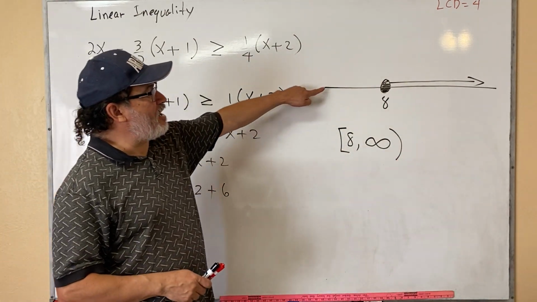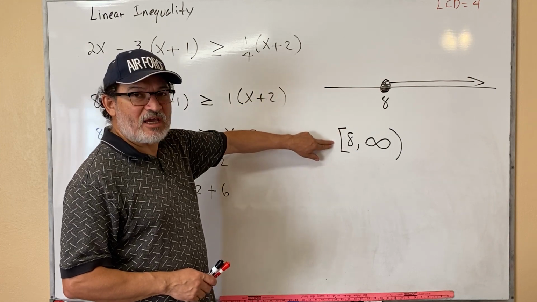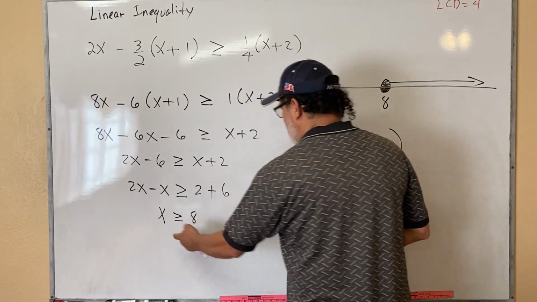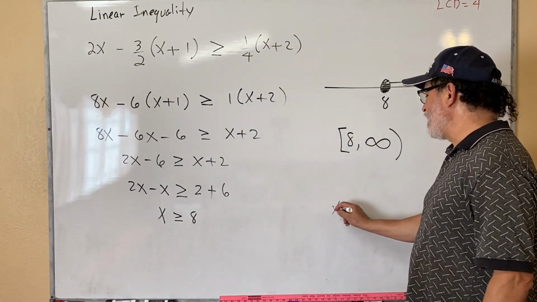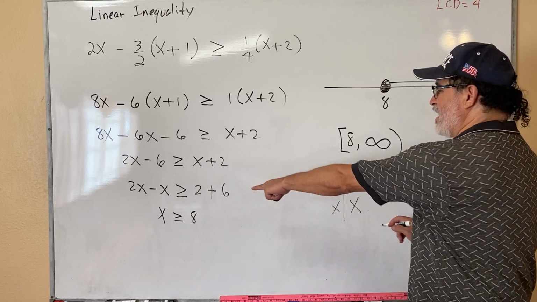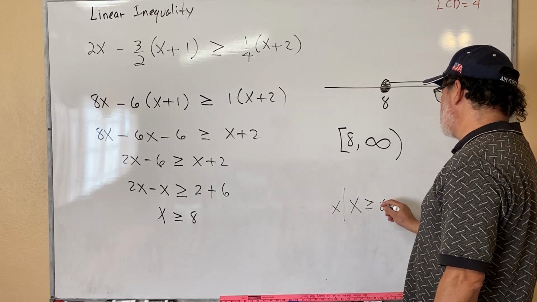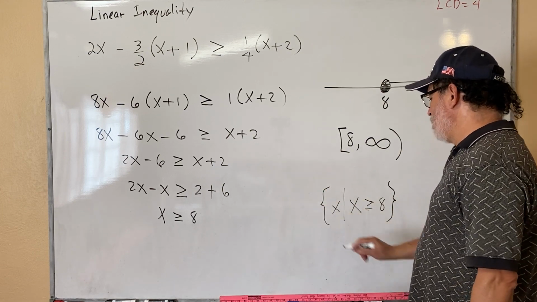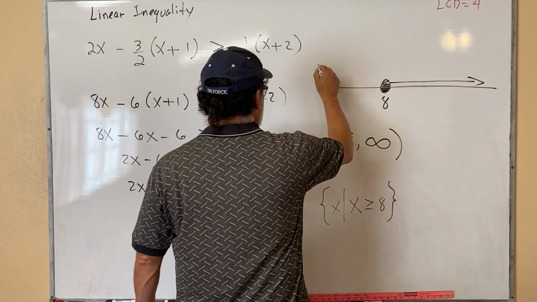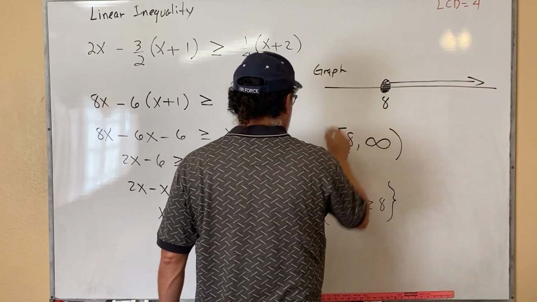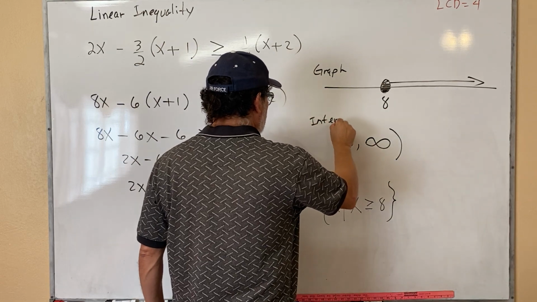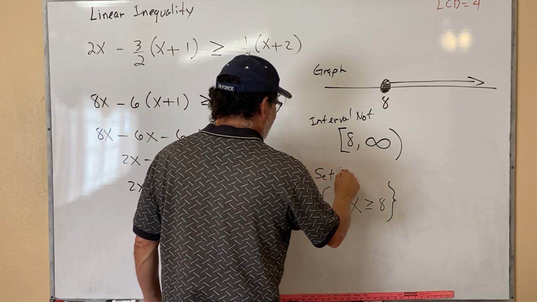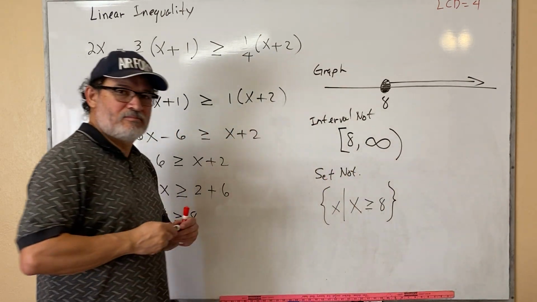So this is the graph. This is interval notation. And then we also have set notation. Set notation is basically this. We say the answer is x such that x is greater than or equal to 8. That's set notation. This is the graph. This is interval notation. And this is set notation.